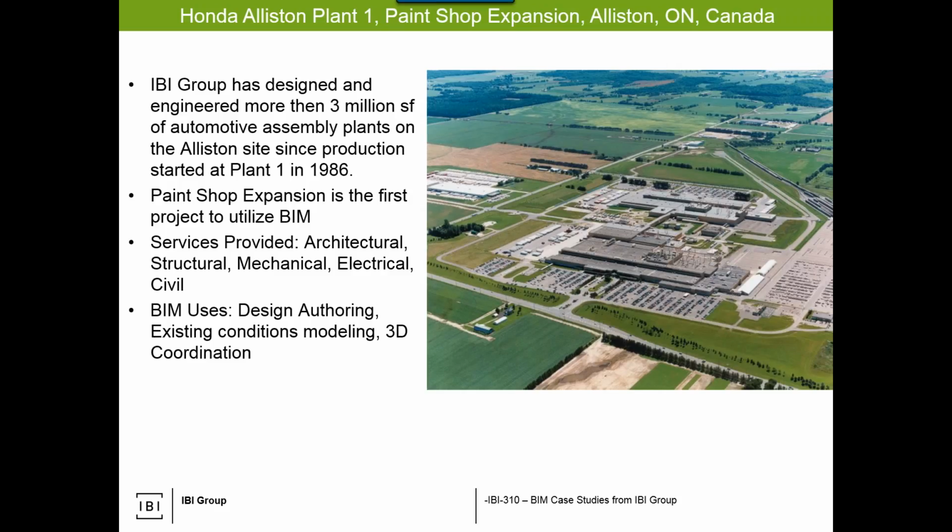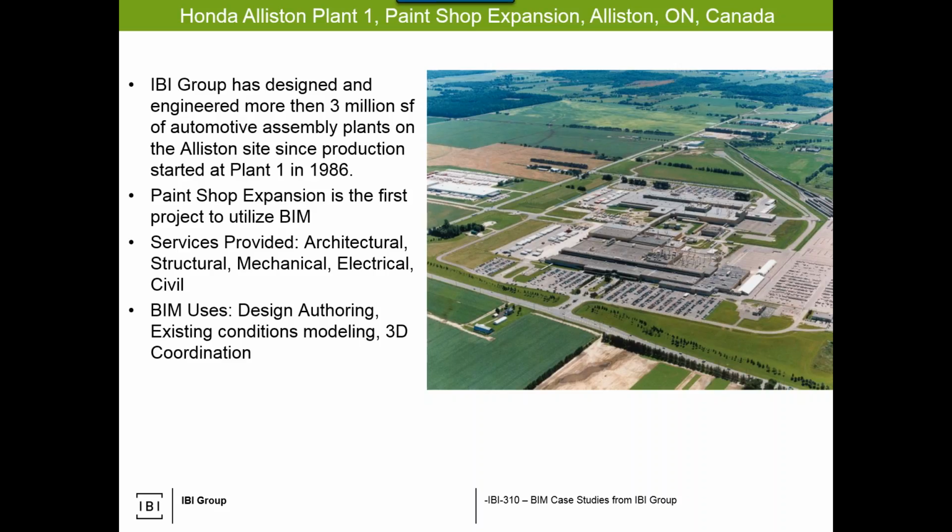Okay, the Honda plant. This is a project example where IBI has designed over 3 million square feet of assembly plants in Alliston since '86. So there's a lot of history on this type of project. We've started an expansion project, which is the first one to utilize the BIM process for the design. So it's going to be a multi-discipline project. So all of our design disciplines, all in-house.